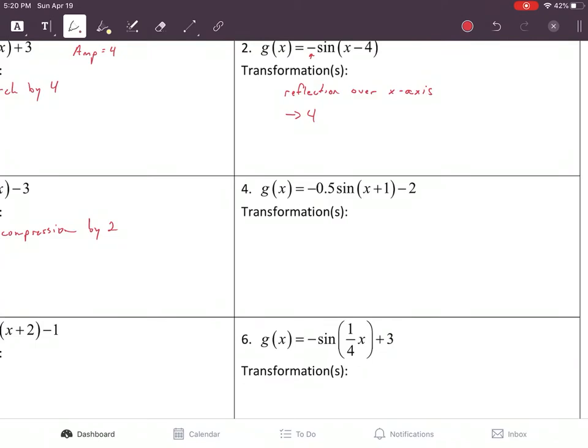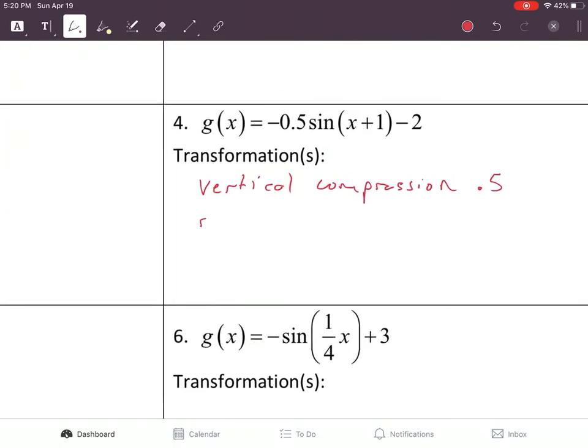So let's take the first one. We have a vertical compression by 0.5. We have a reflection. Let's make this bigger. We have a reflection over the x-axis because it is negative.